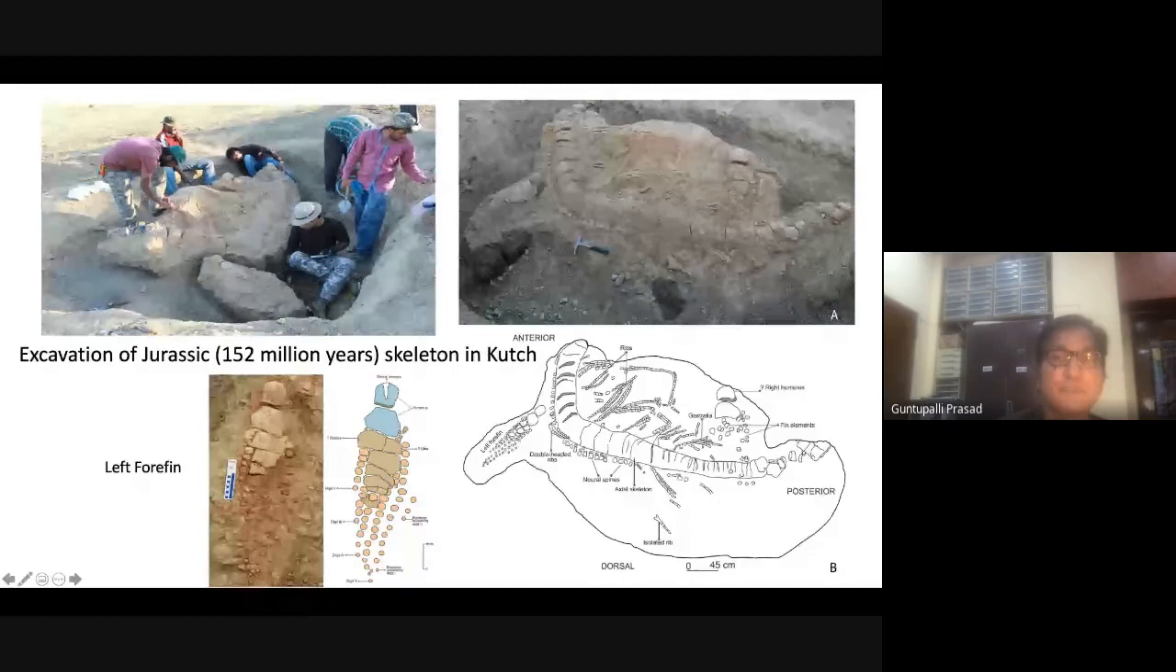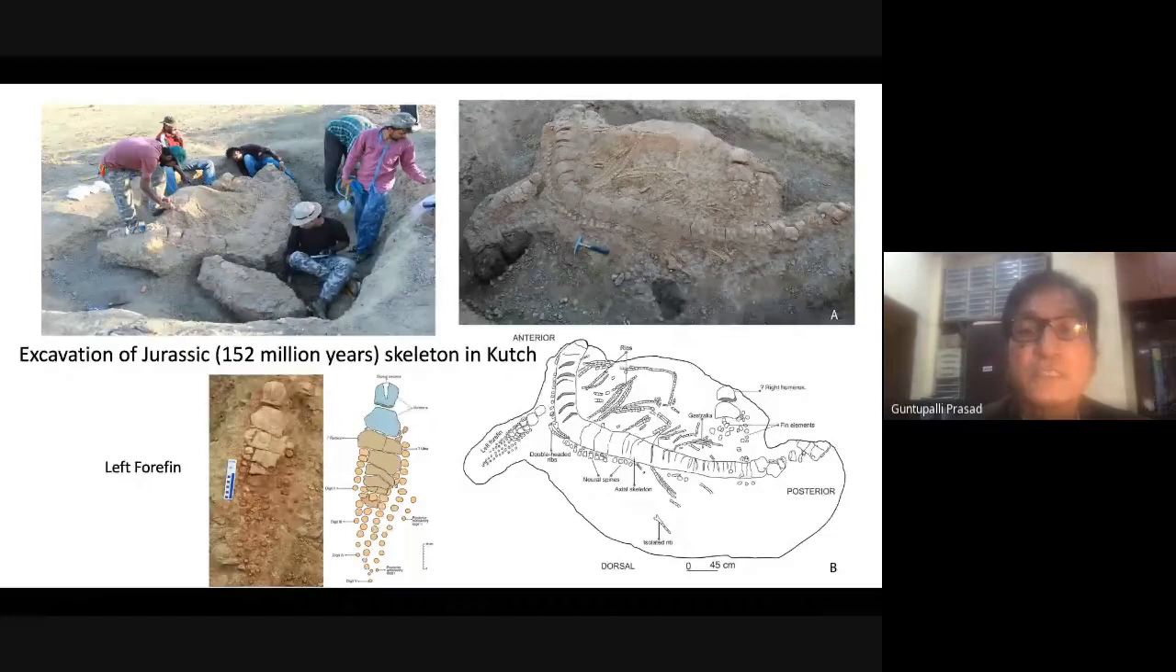This is a sketch of the skeleton. We worked for about 10 days to excavate the entire skeleton. At least 10 MSc students and students from Kutch University worked together for about 10 days, and we spent about 1,000 man hours on the excavation of this skeleton. So this is a major discovery in 2017.